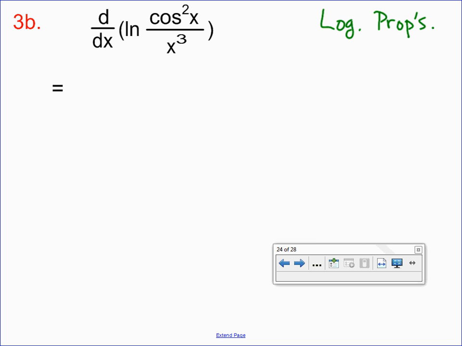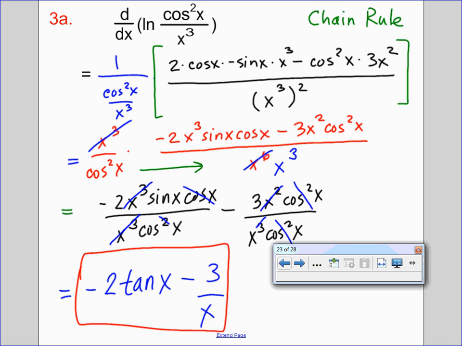So let's use our logarithmic properties. I want to find the derivative of the natural log of a function, right? But my input here is a quotient of powers. So it looks like we'll get to use a couple logarithmic properties and rewrites, and that's going to make our calculus significantly easier. Let's go ahead and see how.